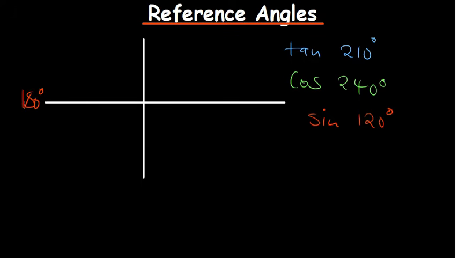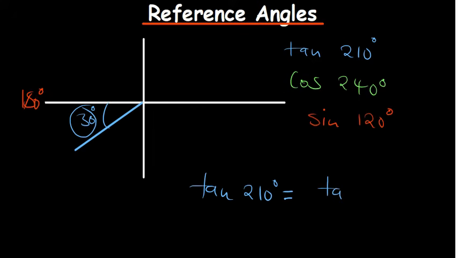Now, what is the difference between 180 and the 210 that we have? If you subtract them, you realize that it's only 30 degrees added to 180. So that has given you the reference angle. The reference angle is 30. So you can now ask yourself, if I'm trying to find tan 210, it is going to be equivalent to what?